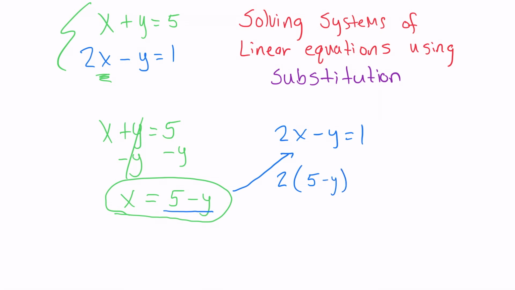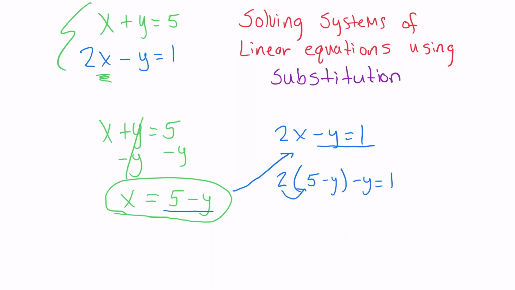Do not take the x with it. That x is being replaced. That's what we're replacing. We're saying x has a value now. It has a value of 5 minus y. So this is going to be the distributive property that's going to be happening here. But we still have to remember we have minus y equals 1. So now we can start solving.